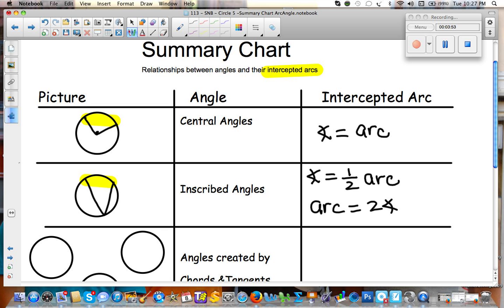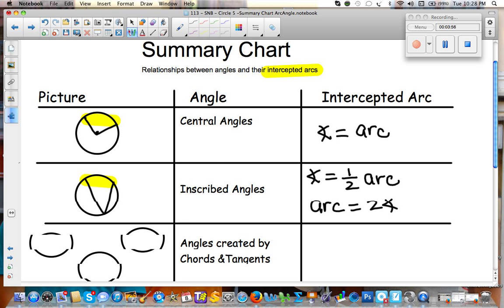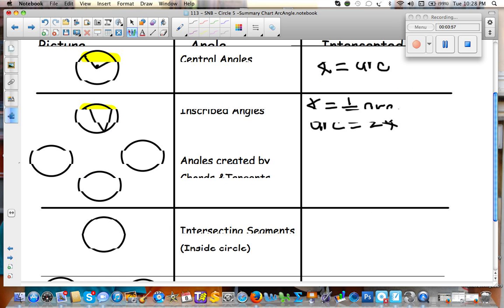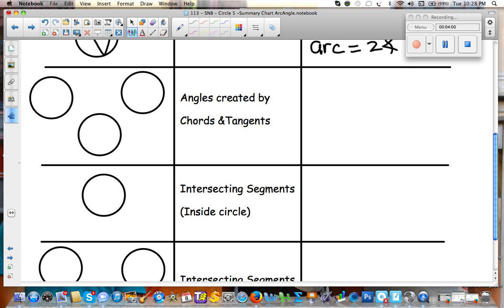Next we have angles that are created by chords and tangents. If you remember by the definition, a chord is a segment that has its two endpoints on the circle. So here's a chord, and a tangent is a segment that touches the circle once and only once. That's not a very good line, but that'll do. Here's the center of the circle here. So we have 3 different circles here, so we can draw 3 different possibilities.